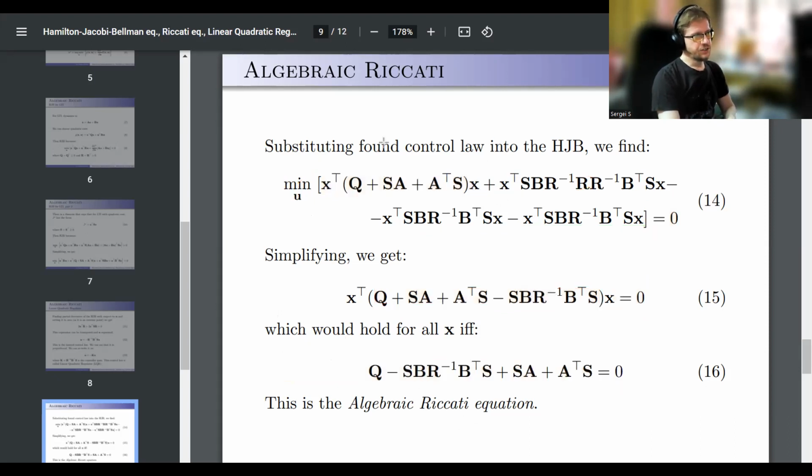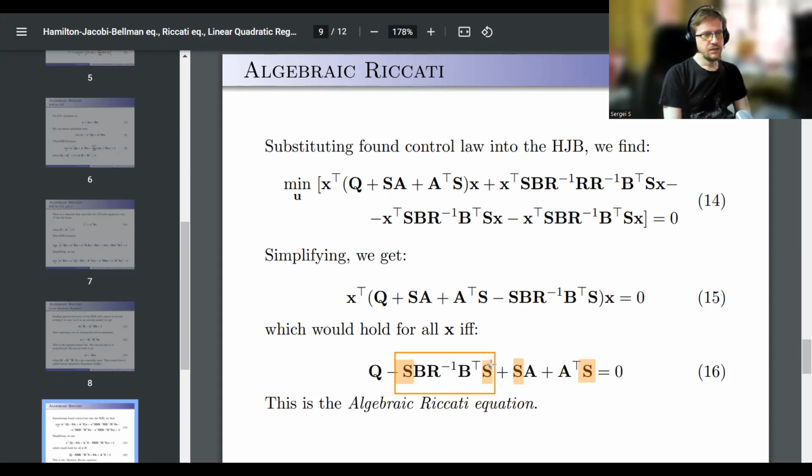What we can notice here is that the algebraic Riccati equation is quadratic with respect to S, with linear components here, but also a quadratic component here. So this prevents us from being able to solve it using linear algebra. In fact, this equation is usually solved numerically. There exist very robust algorithms that solve this equation. So the algebraic Riccati equation is what we solve to get S.